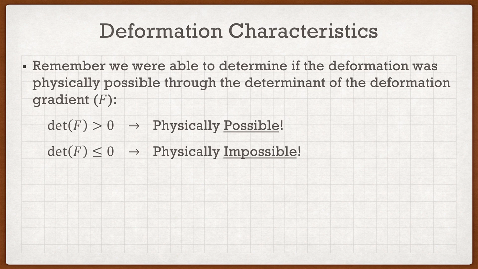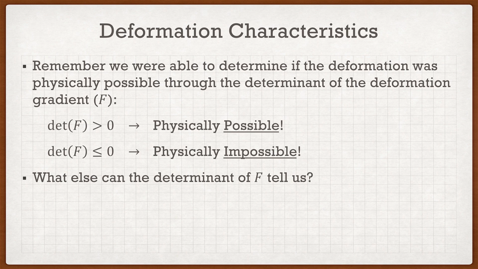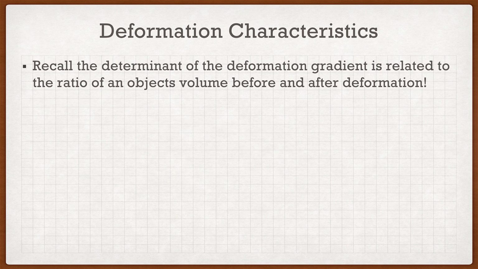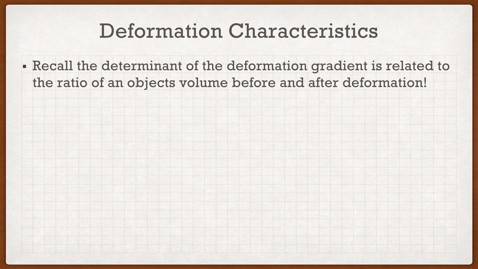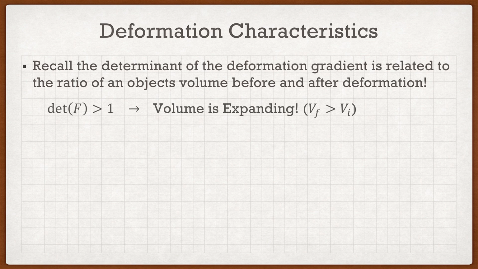But now we're going to ask ourselves, if the determinant of F is so powerful and it's able to determine if something is physically possible or impossible, what else can the determinant of F tell us? Well, recall that the determinant of the deformation gradient is related to the ratio of an object's volume before and after deformation. So we can say that if the determinant of F is greater than 1, this means that our final volume is greater than our initial volume. So the volume of our object is actually expanding.